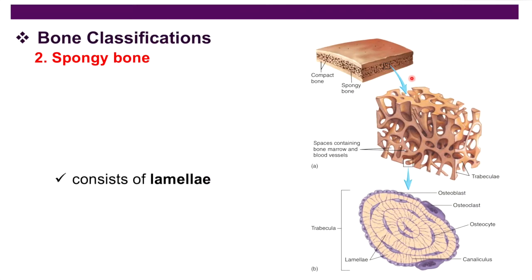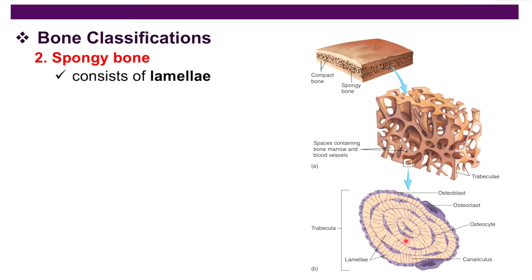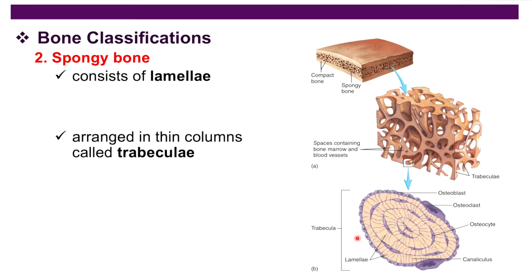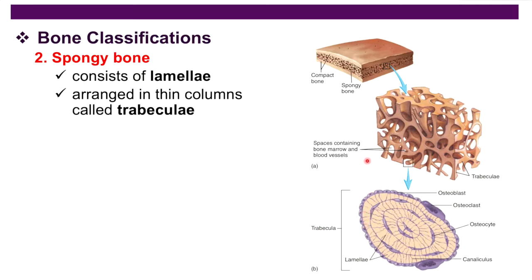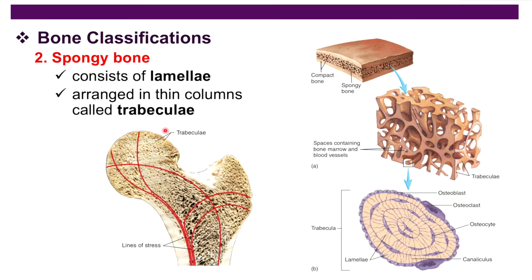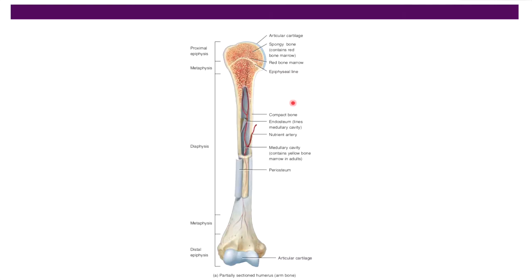As you can see in this figure, the spongy bones consist of lamellae that are arranged in irregular patterns to form what are called trabeculae. Between these trabeculae are spaces which are visible to the unaided eye. As in compact bone, the trabecula consists of concentric lamellae, osteocytes that lie in the lacunae, and canaliculi that radiate outward from the lacunae.